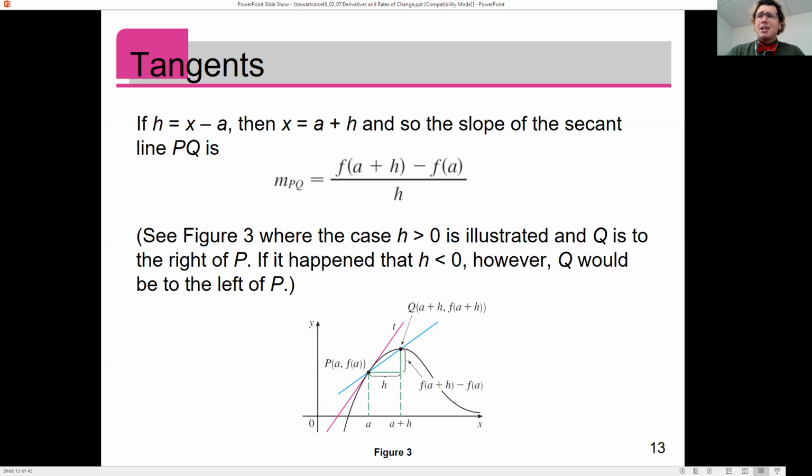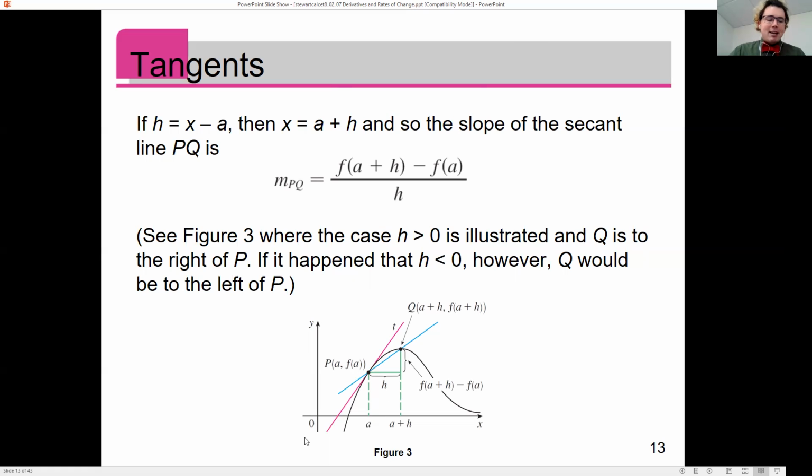So this formula actually gets a special name for as often as we're going to use it. The name is the difference quotient. So difference because we're measuring difference in the y variables. We're dividing by the difference in the x variables. Quotient's just a fancy word for division.